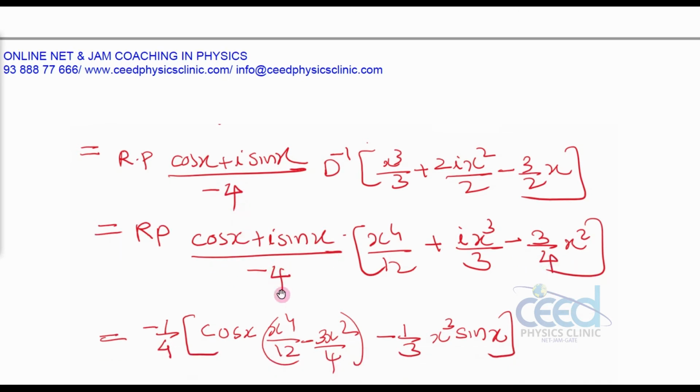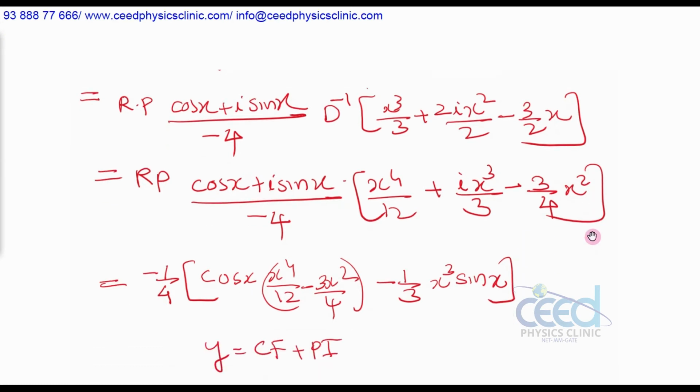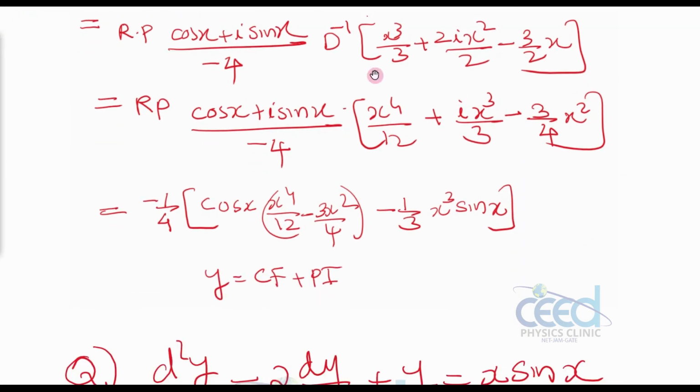Okay, now again cos x plus i sin x divided by minus 4, by minus 4 into, again we have one more integration, that is x raised to 4 by 12. This is x cube by 3, 2 to cancel, so i x cube by 3, minus again integration, that is x square by 2, that is minus 3 by 4x square. Okay, now out of this we need the real part only, so I am skipping all imaginary part. So when I am multiplying this minus 1 by 4 and cos x, that is multiplying with this term, there is no imaginary part, so I can take x raised to 4 by 12.